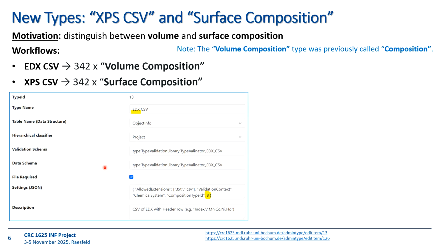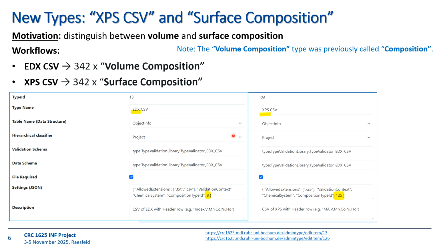For the new XPS CSV type, the same validators and data loaders are used as for EDX CSV. The only difference lies in the types of child objects created by RDMS according to the configuration. For EDX it is type 8, and for XPS CSV it is type 125, surface composition.